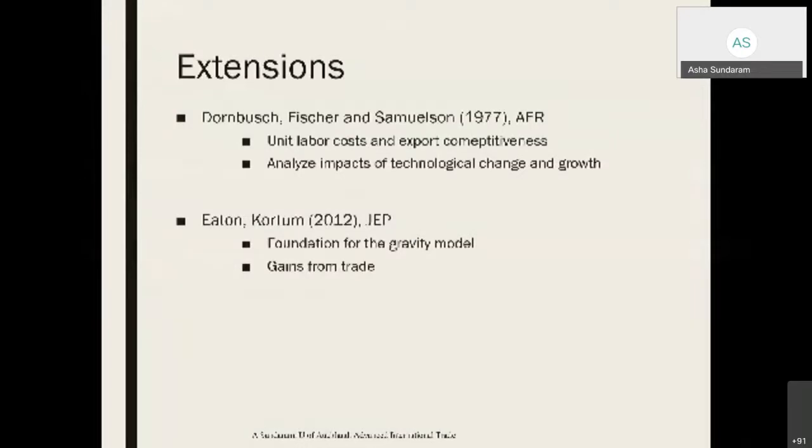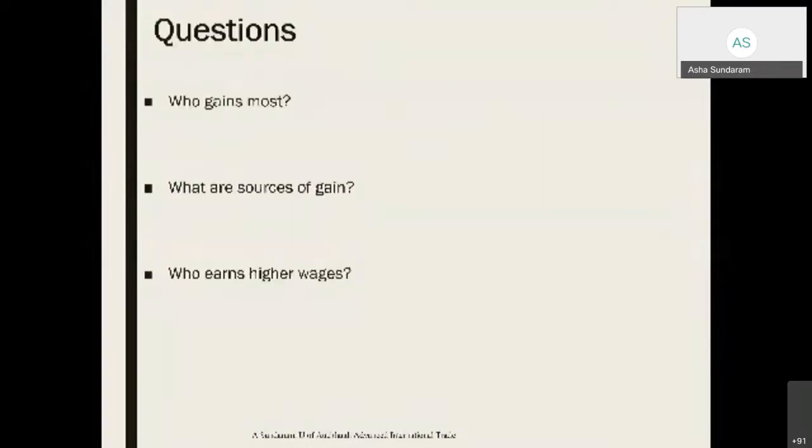Okay. I wouldn't say that it matters who gains most. These questions are just intended to see if you have grasped some of the concepts of the model. Okay. Now, wages.